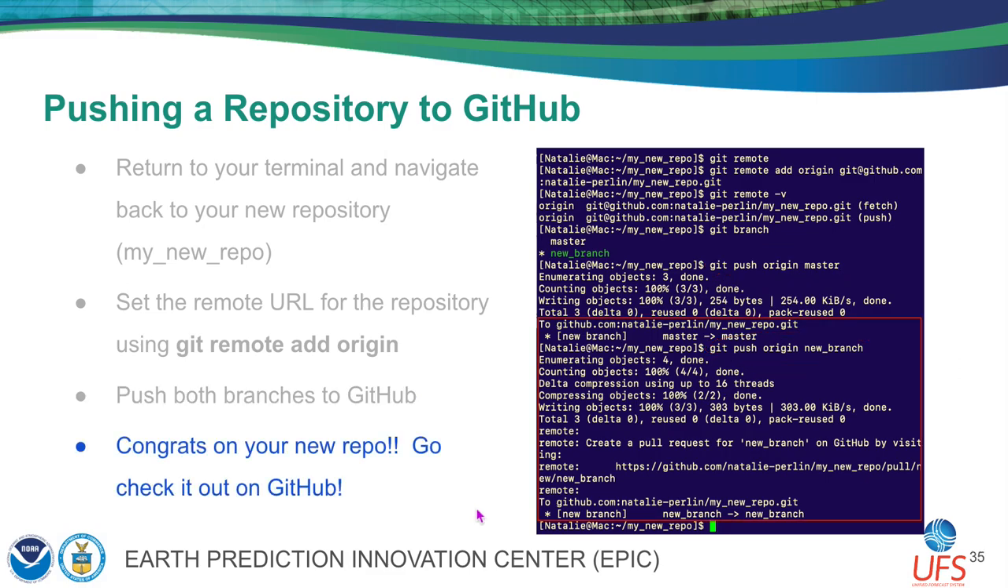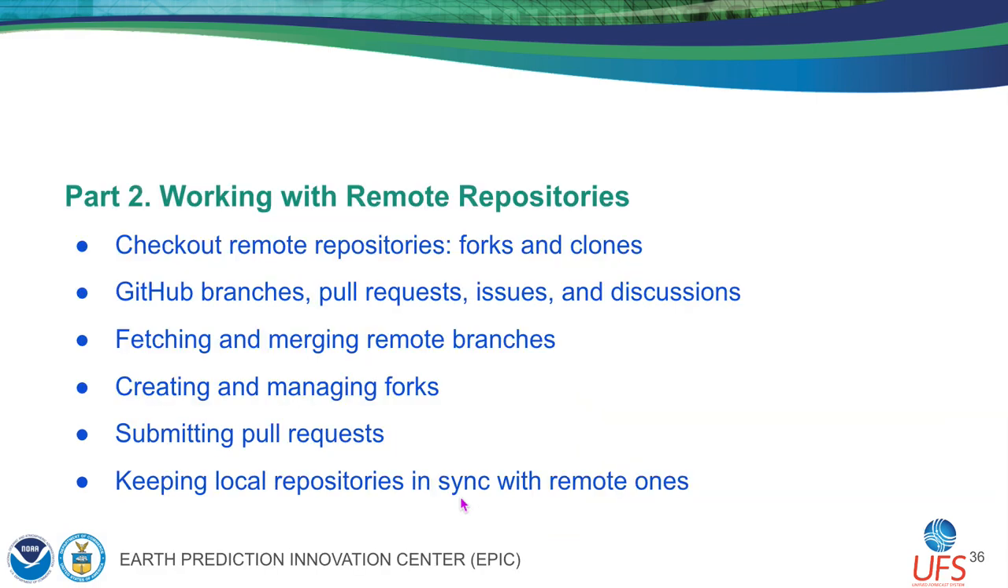And that's it. We're done. We have a new repo. And here is the information about the branches that have been created. Master local will be tracking master remote, and the new branch local will be tracking new branch remote. So we can go to GitHub and check it out.